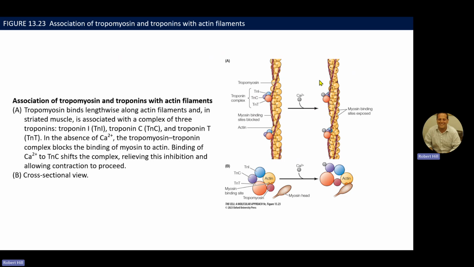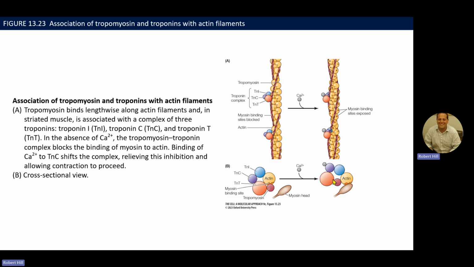So when calcium gets released from the sarcoplasmic reticulum, it binds to TNC and it causes a conformational change. And now you can see the actin myosin binding sites that are exposed, and now myosin 2 can bind. Okay. So this troponin complex is part of the on-off switch for contraction.